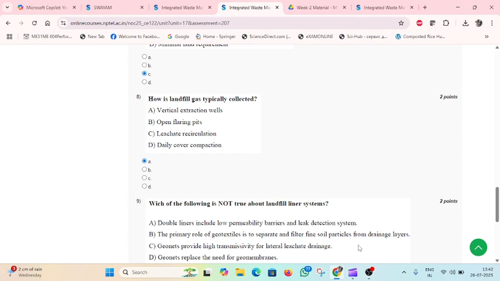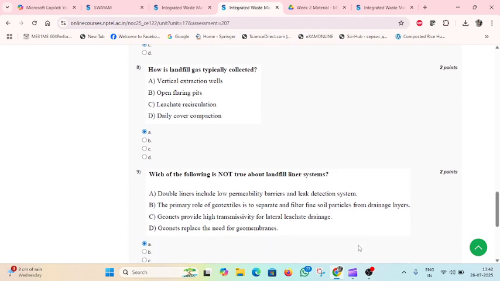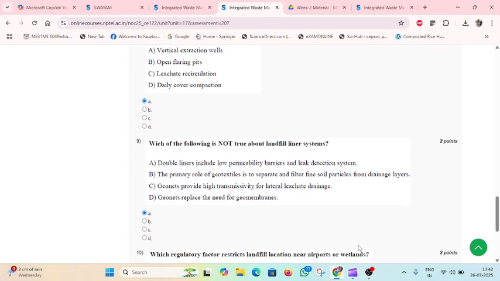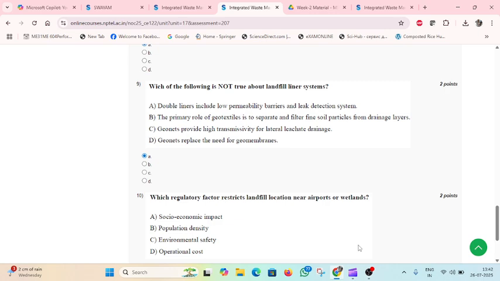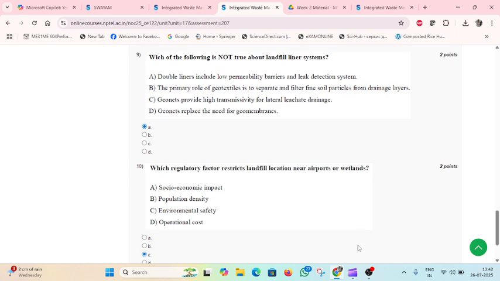Geonet provides high transmissivity for lateral leachate drainage, or Geonet replaces the need for geomembranes. And the right answer is the last one, since double liners include low permeability barriers and leak detection systems. Now moving to question number 10, which regulatory factors restrict landfill location near airports or wetlands? Socio-economic impact, population density, environmental safety, and operational cost. And the right answer is C, environmental safety.